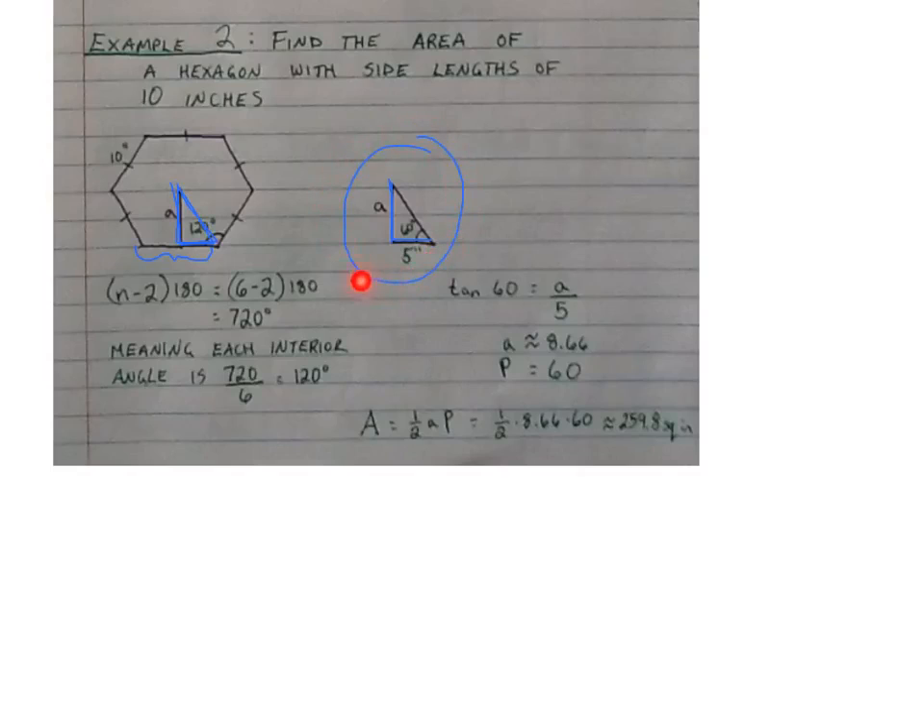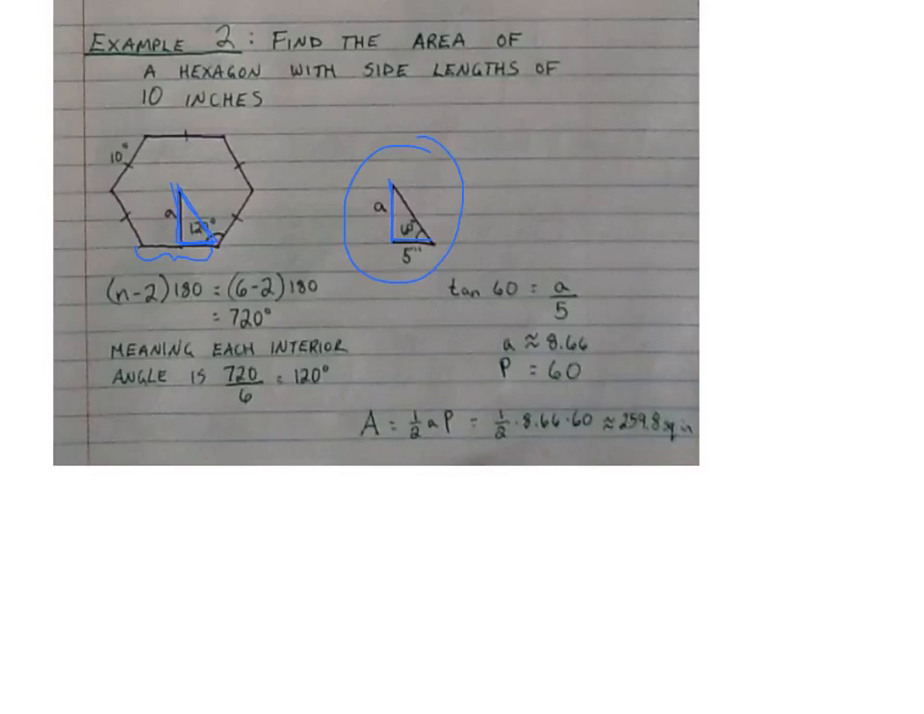From there, we can use right angle trigonometry to figure out the length of the apothem. Tangent of 60 is opposite over adjacent, or apothem over 5, and we find that the apothem is approximately 8.66 inches in length. Therefore, the area is 1/2 times the apothem, which is 8.66, times the perimeter, which is 60. And we work that out to be 259.8 square inches.